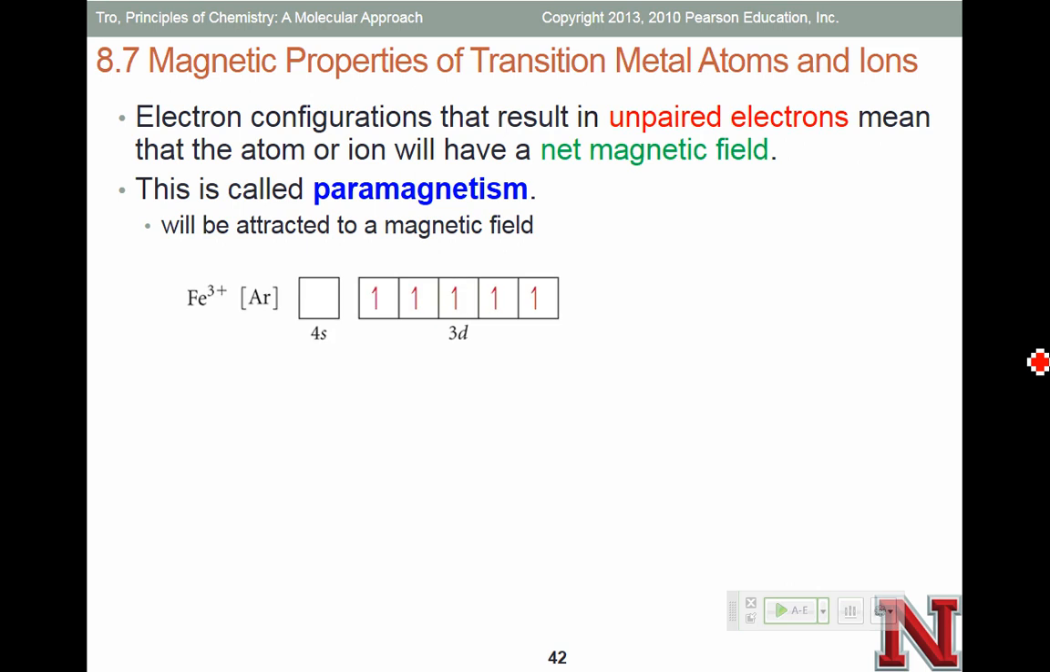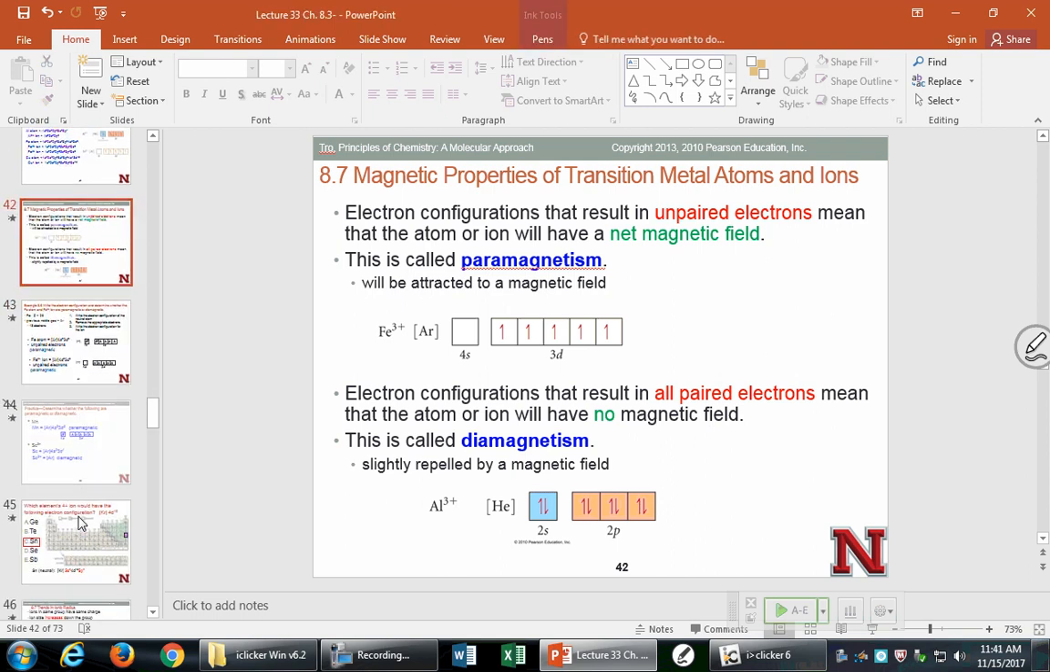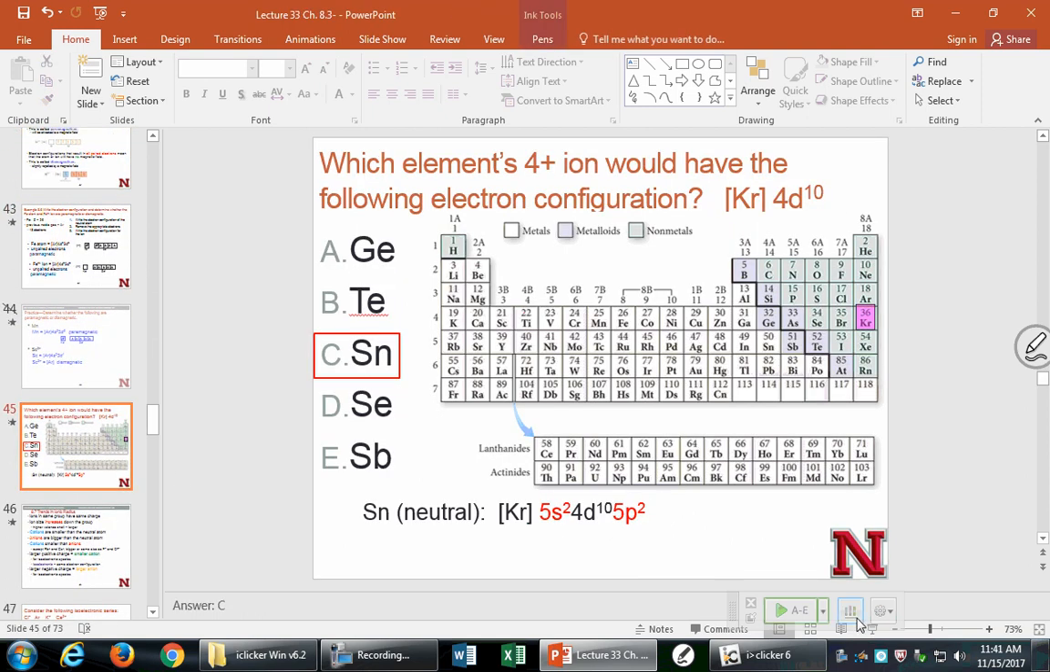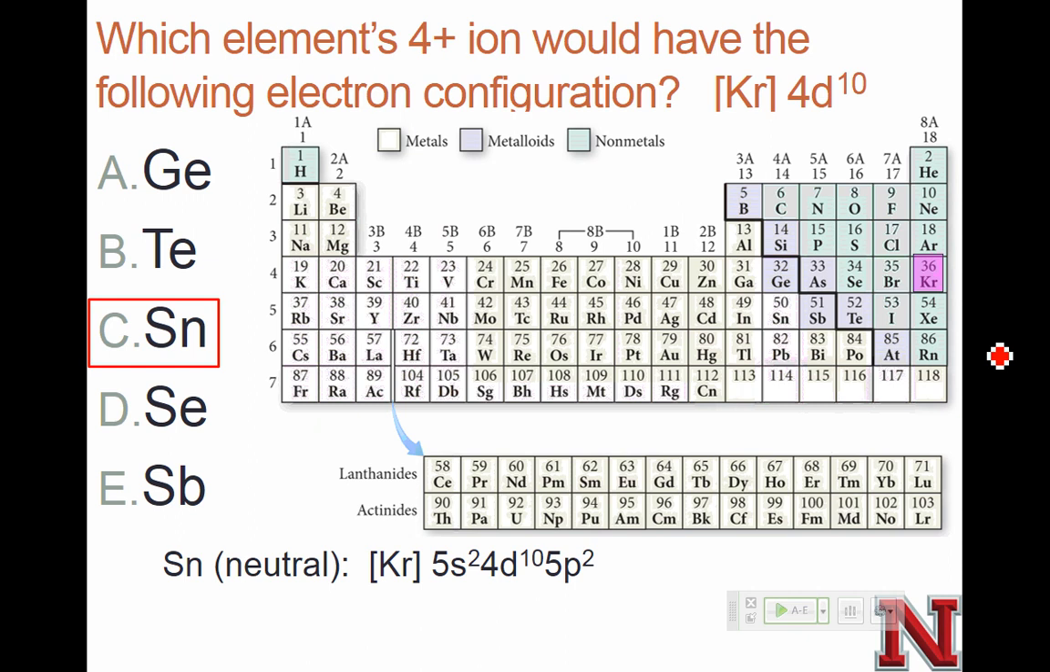And I just want to answer that iClicker question. For this one, if you look at Sn neutral and you lose all its valence, it's krypton 4d10. That's the loss of all the valence.